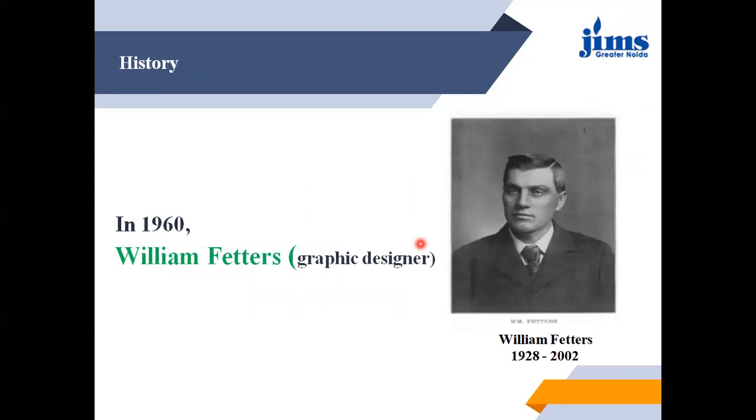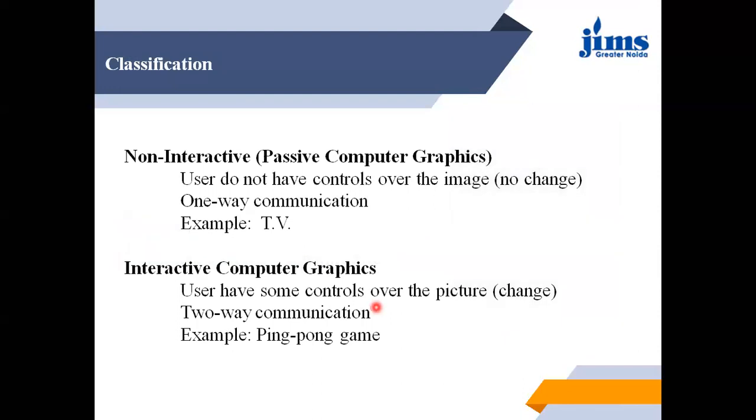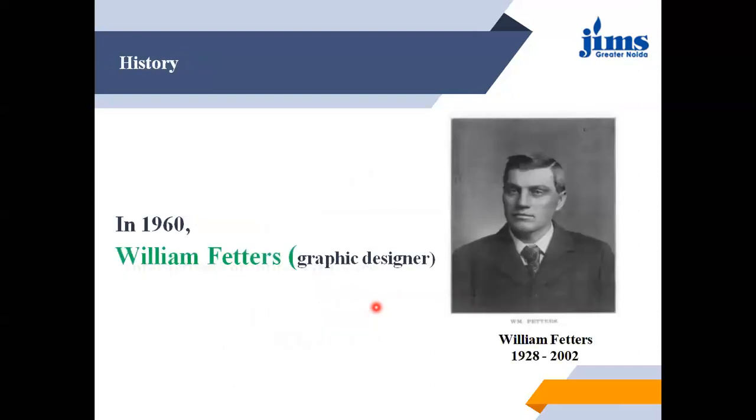The term computer graphics came into existence in 1960 by William Fetter. He was a graphic designer, and he designed a 3D structure of the human body at that time. So the term computer graphics came into existence in the 1960s by William Fetter.